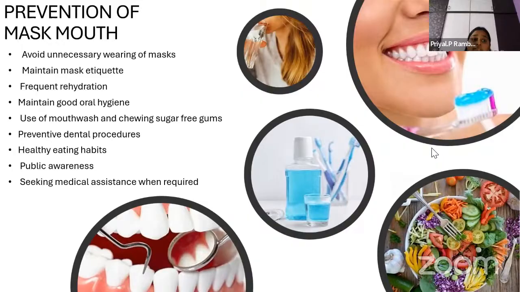First thing that is important is frequent rehydration. When we put on the mask, we sometimes forget to drink water. So, it's very important for us to drink water whenever we get the leisure. The second thing, wear a clean mask and make sure you wash your mask every day. The most important thing I want to tell you about is to maintain good oral hygiene. And how do you do that? Brush twice daily, use fluoridated toothpaste, use floss and alcohol-free mouthwashes.